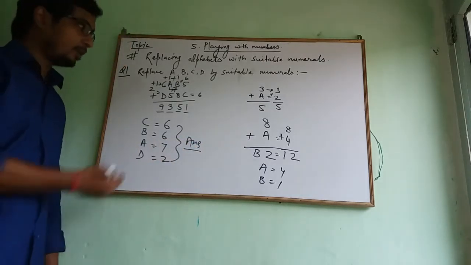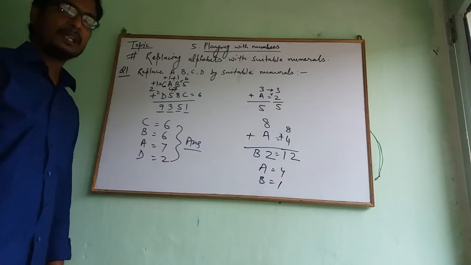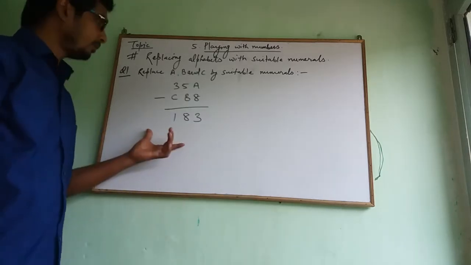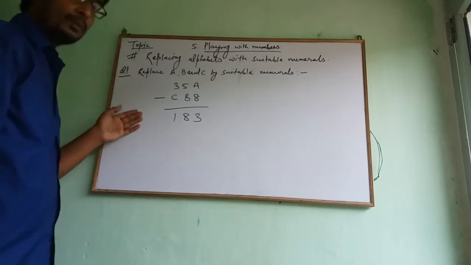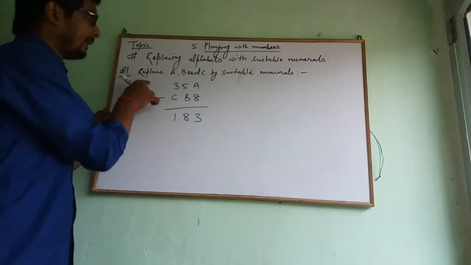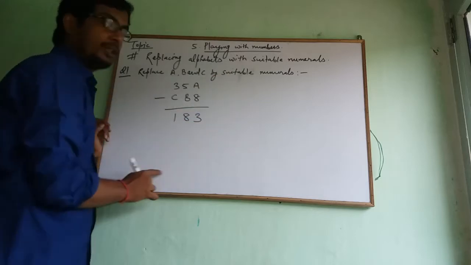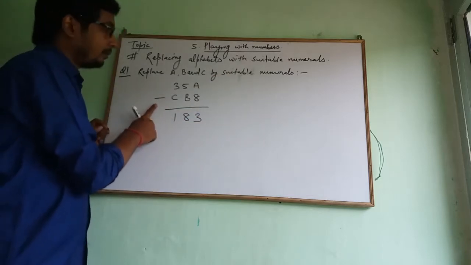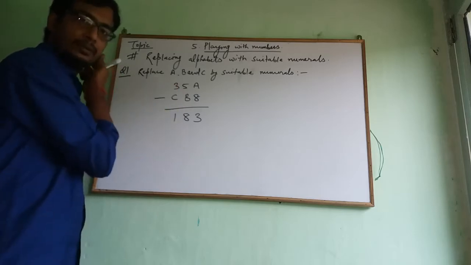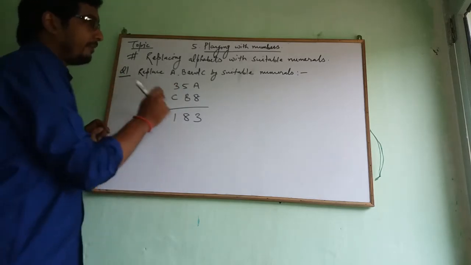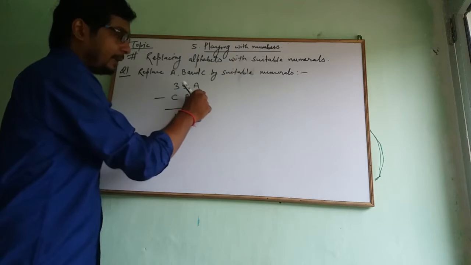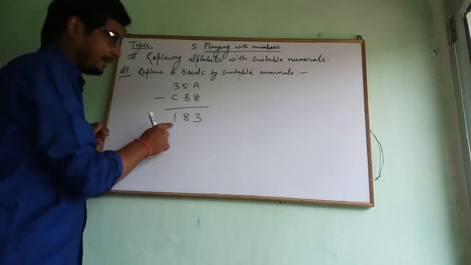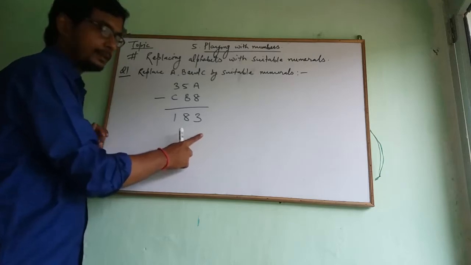I hope that you have understood the addition. Now let's come to subtraction. Now you can see here, students, I have taken one more question, that replace A, B and C by suitable numerals. Here you can see that there is a subtraction between the upper and the lower value of a 3-digit number. Now you have to put the value of A, the value of B and the value of C such that I will get 183.